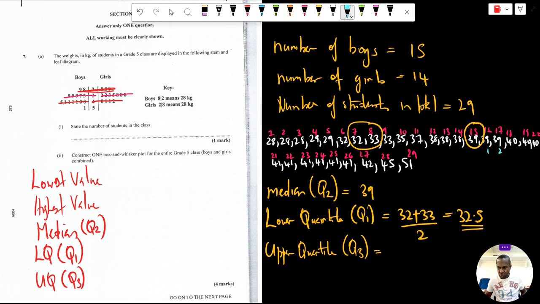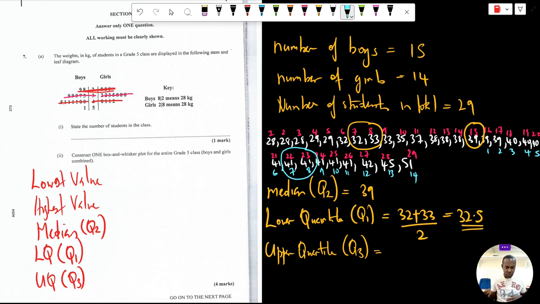So this will of course be 1, 2, 3, 4, 5, 6, 7, 8, well, I continue, 9, 10, 11, 12, 13, 14, right? So just as expected, we have 14 items in the upper half of the data set. And of course, the upper quartile is going to be the average of the two in the middle, which of course are the 22nd and the 23rd item, right?